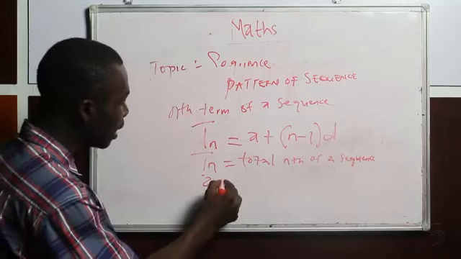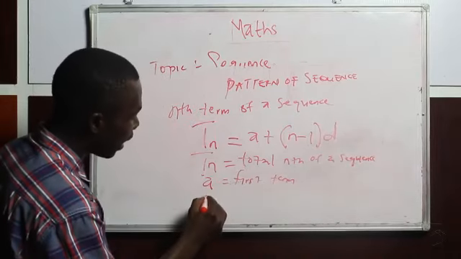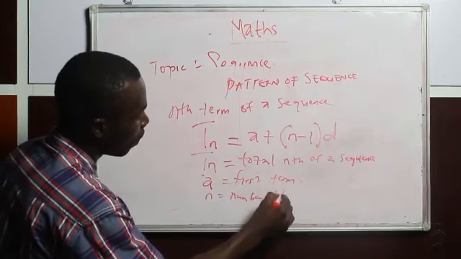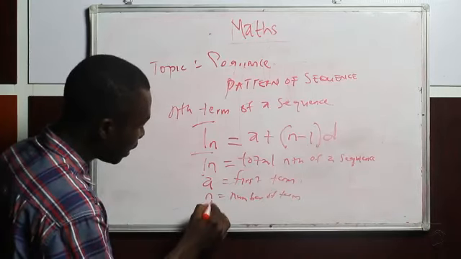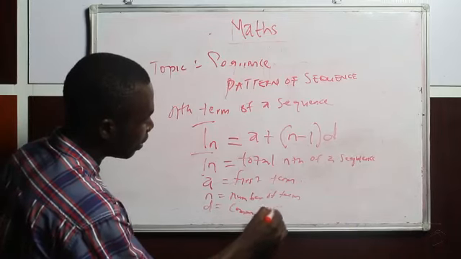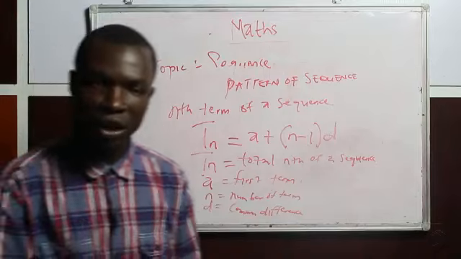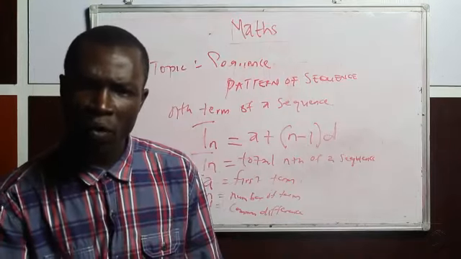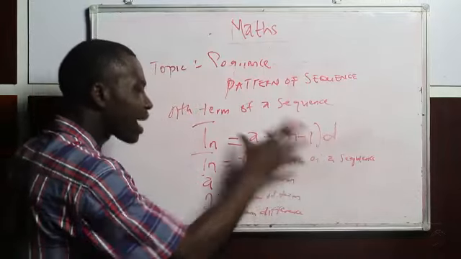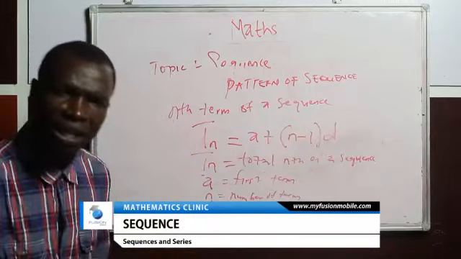Why is our a called the first term? Our n is the number of terms. Our d is called the common difference. So the nth term of a sequence gives us the clue about an arithmetic sequence. This is the formula for an arithmetic sequence.